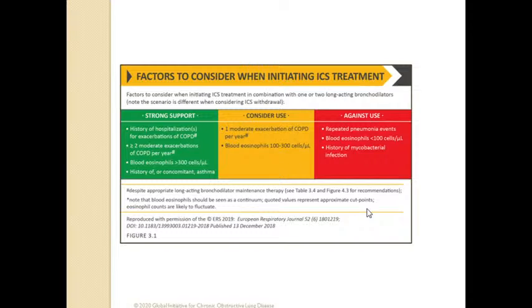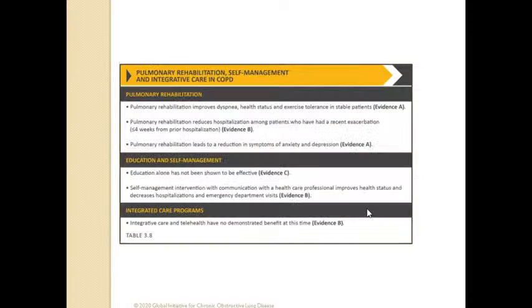Consider use if one moderate exacerbation of COPD per year and blood eosinophils from 100 to 300 cells per microliter. And against use with repeated pneumonia events, blood eosinophils less than 100 cells, and history of mycobacterial infection. You should know that, by the way, monotherapy with inhaled corticosteroids for patients with COPD is prohibited. Obviously you should start with bronchodilators.